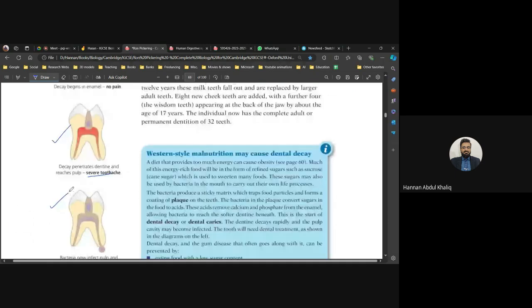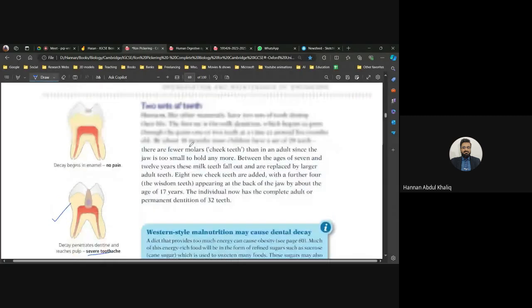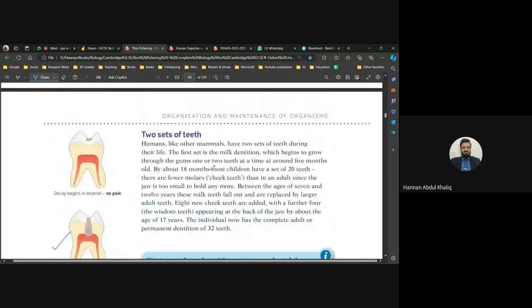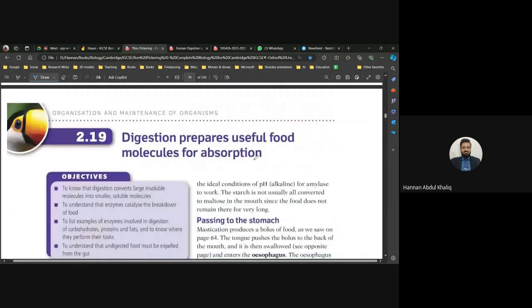Is the root canal the option? But obviously we don't need to know, it is not in our syllabus. Okay, two sets of teeth, 18 months. Yeah, that I have already told you. Any problem?